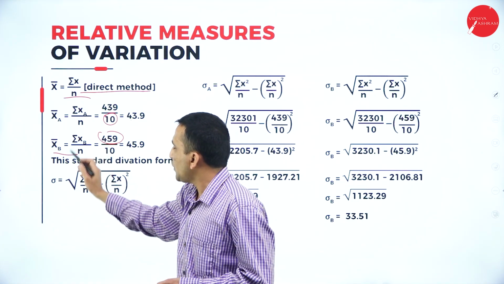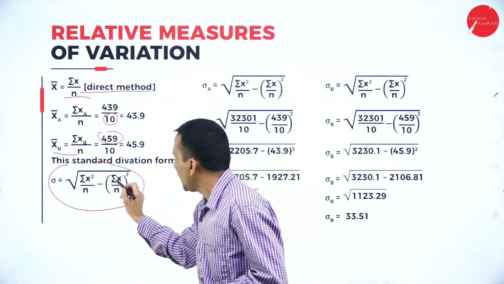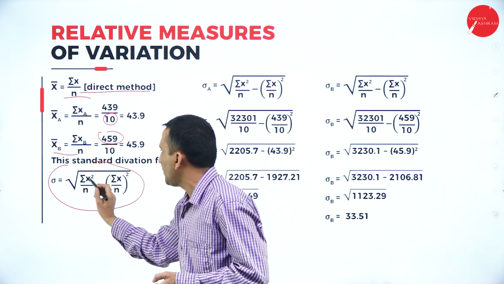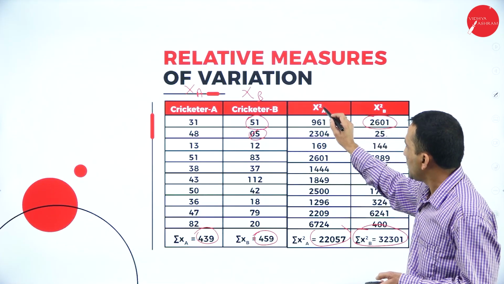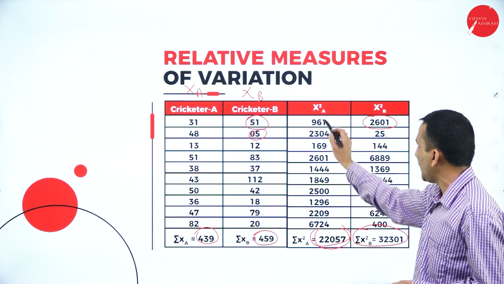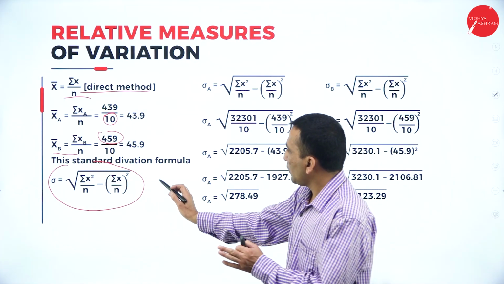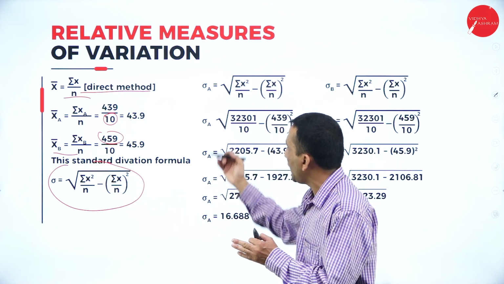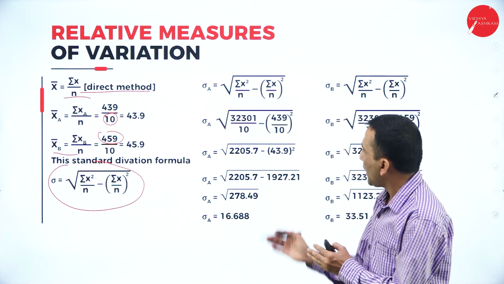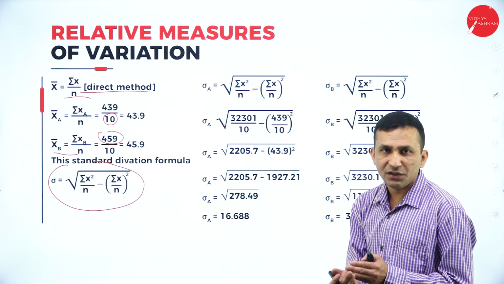Now we got the mean, and for the standard deviation we need the formula. The sigma x value we already got, but we need sigma x square. That is why we constructed the table, squared the values and took the square root. The sigma x square is 22,057 in the case of cricketer A and 32,301 for cricketer B. According to the formula, we are simplifying cricketers A and B just for comparison. At the time of commenting, we are not considering the standard deviation; we are commenting based on the x bar and the coefficient value.